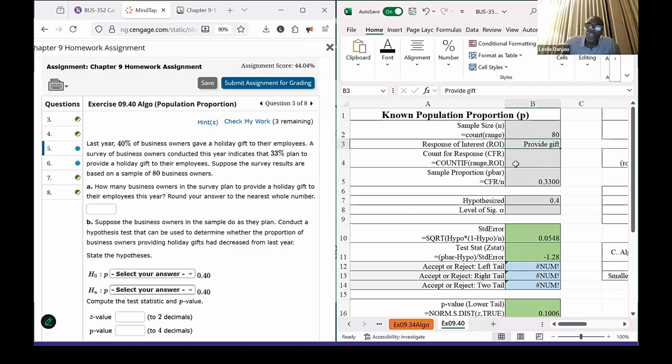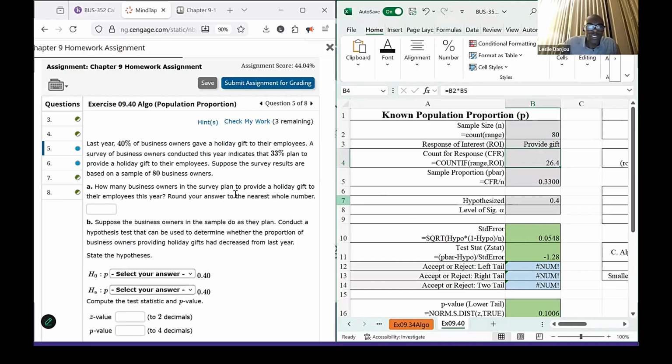So first question, how do you find this count for response? We know that the proportion is this. We know that the sample size is this. How many out of 80 will give you 33%? In other words, it's a simple formula: equals this times this. If you press enter, you should get a whole number. Because this is a decimal.